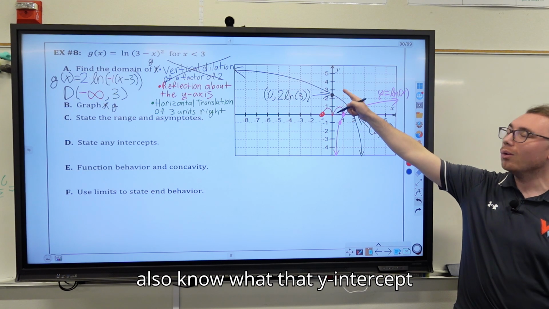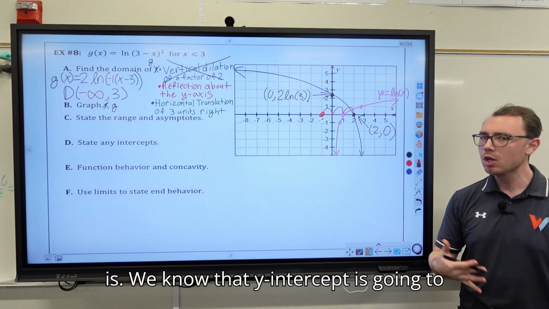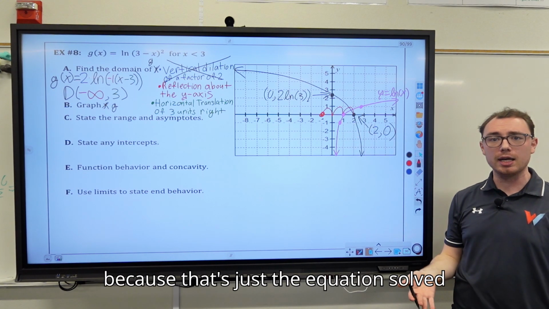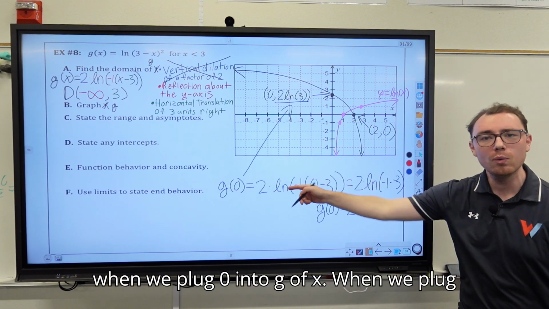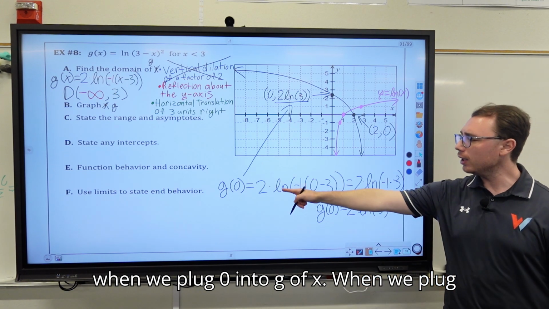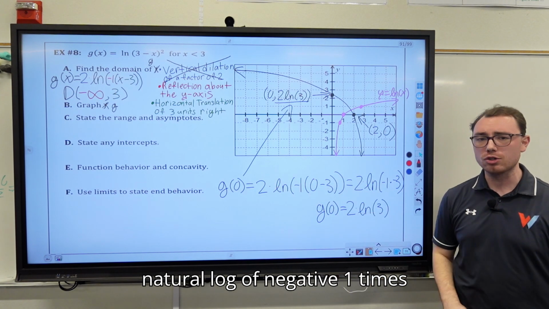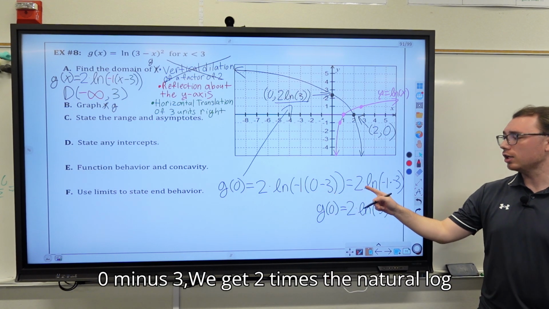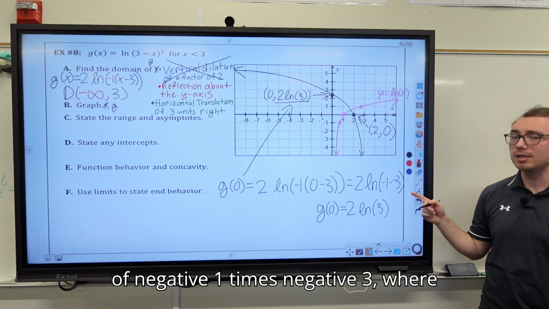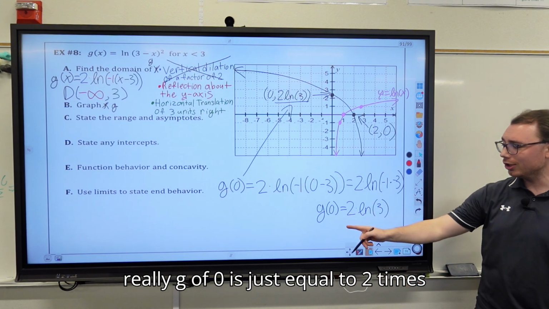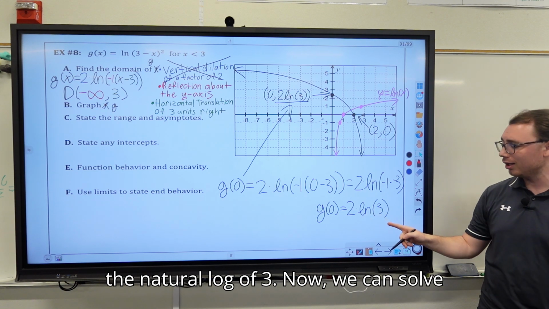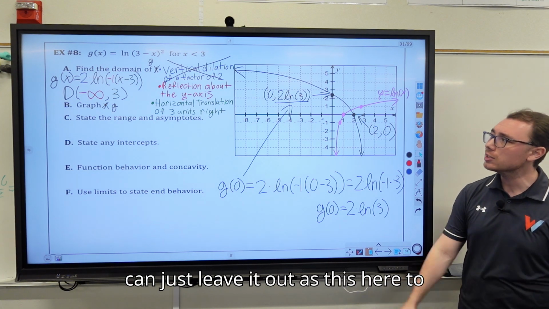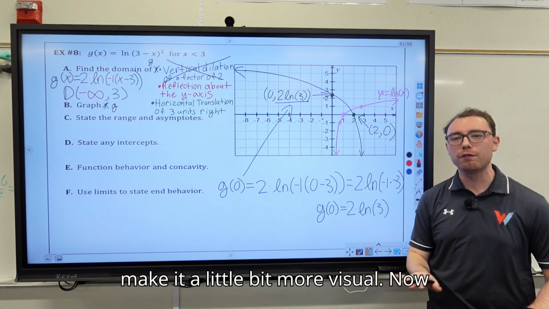We also know what that y-intercept is. We know that y-intercept is going to be 0, 2 times ln of 3 because that's just the equation solved when we plug 0 into g of x. When we plug in 0 into g of x, we get 2 times the natural log of negative 1 times 0 minus 3. We get 2 times the natural log of negative 1 times negative 3, where really g of 0 is just equal to 2 times the natural log of 3. Now, we can solve this out to some decimal value, but we can just leave it as this here to make it a little bit more visual.